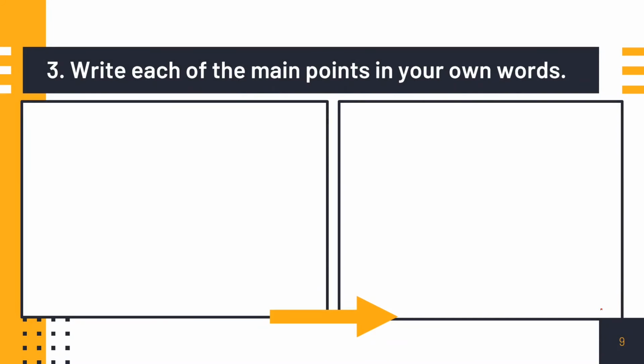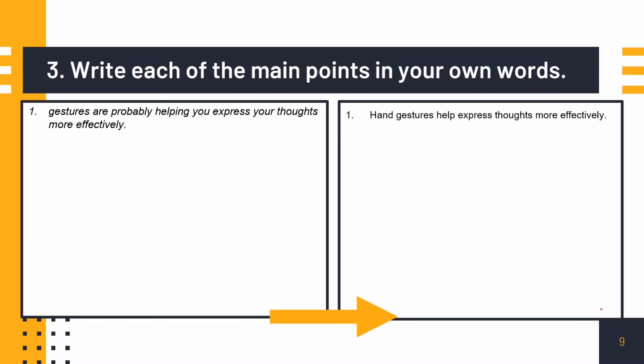We now need to write each of the main points that we've identified in our own words. The first sentence says, gestures are probably helping you express your thoughts more effectively. By rearranging the words and removing unnecessary words or unnecessary pronouns, we can change the sentence into our own words. An example would be, hand gestures help express thoughts more effectively.